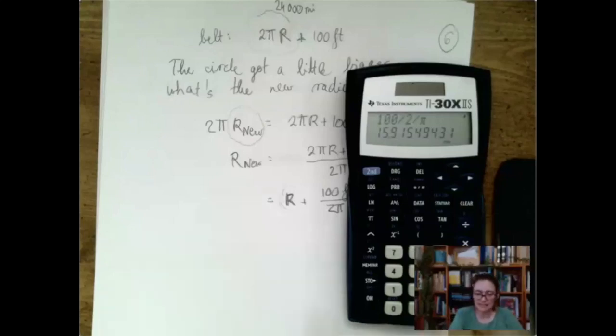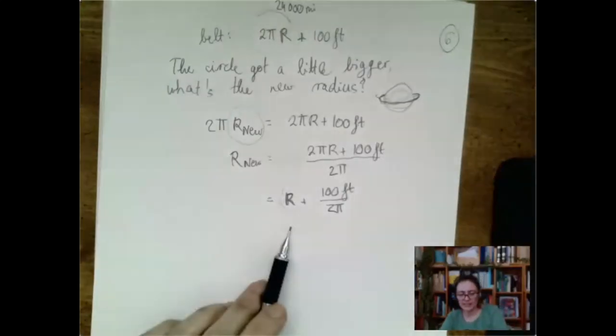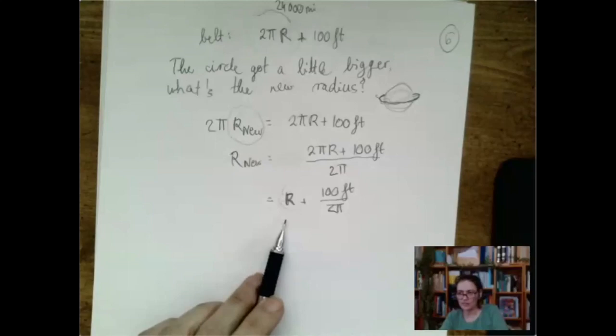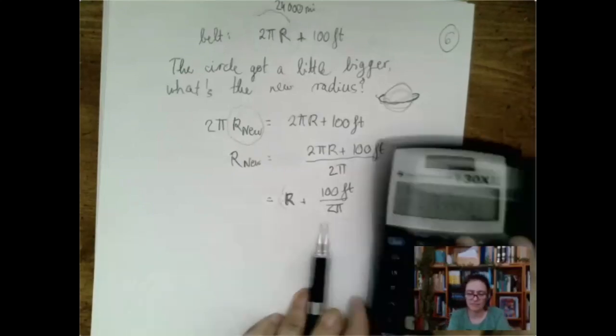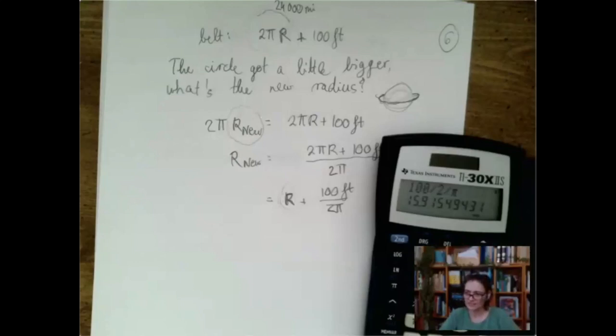Because basically this computation shows that it doesn't matter how big the circle was. You add 100 feet, the radius will go up by this 15 and change. Isn't that weird? All right. Now there are two more applications I want to show you, but we'll probably have time for only one. So let me start with one that I like.